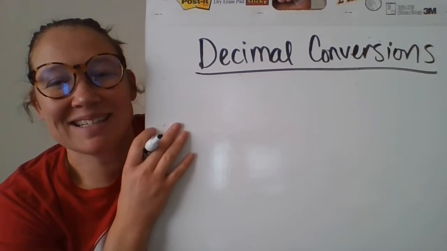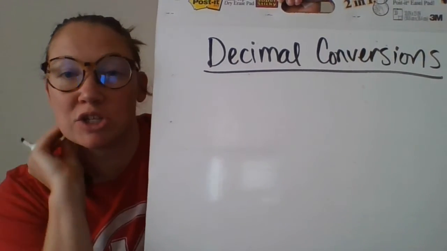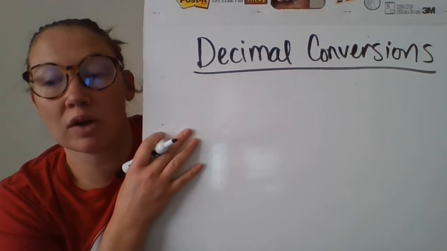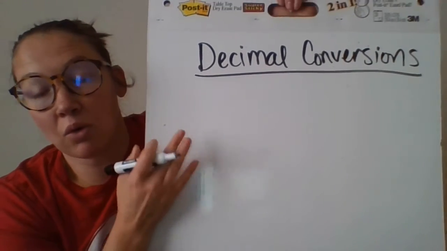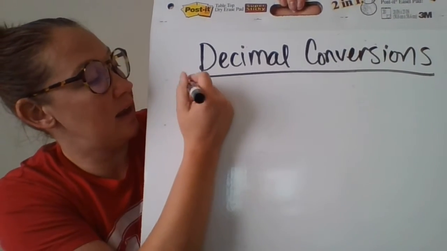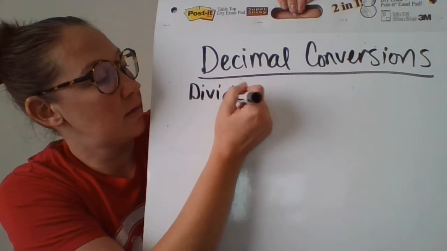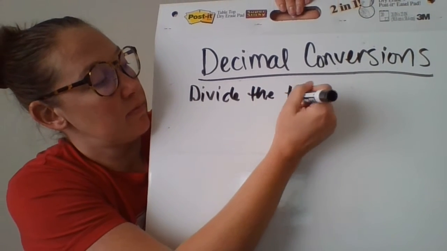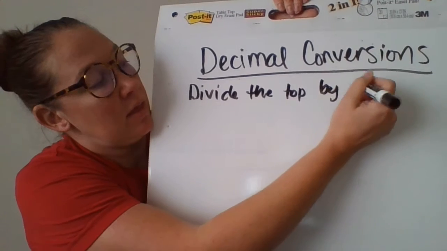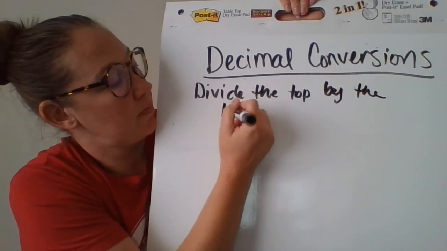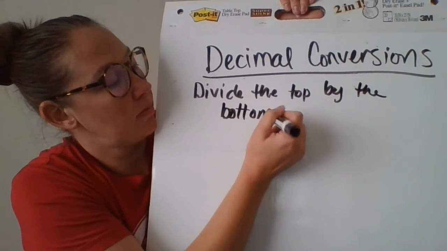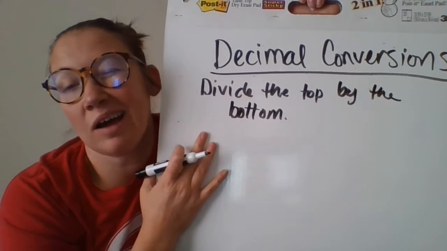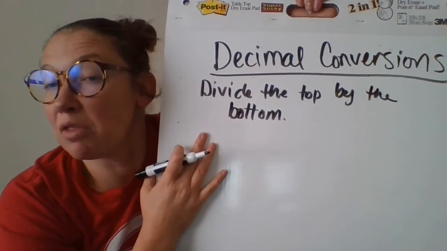Hi everybody. Today we're going to do a video on how to change a fraction into a decimal using long division. Now, in order to do that, you divide the top number by the bottom. Okay, that's not mathematical terms.